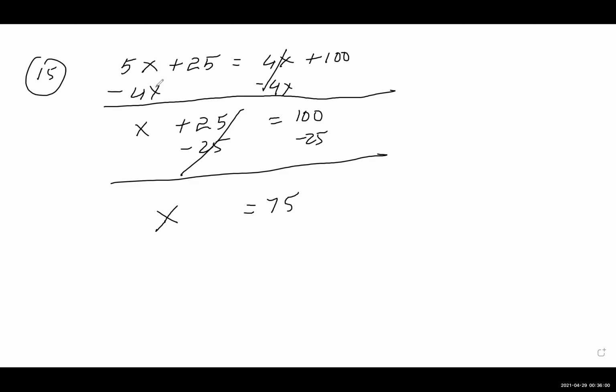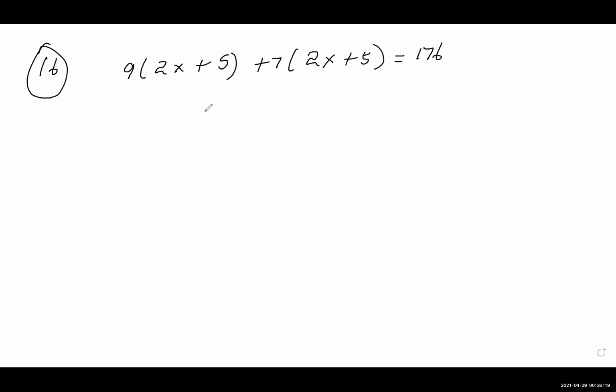All right. Problem number 16. We have 9 times 2x plus 5 plus 7 times 2x plus 5 is equal to 176. Okay, the first thing you do is distribute. So when you distribute, 9 times 2 is 18x. You get 45 here, 9 times 5 is 45.